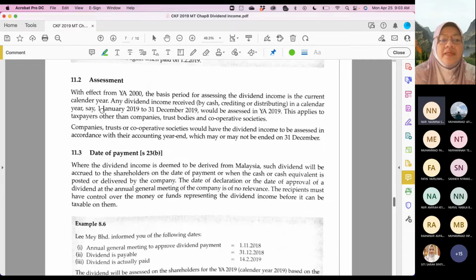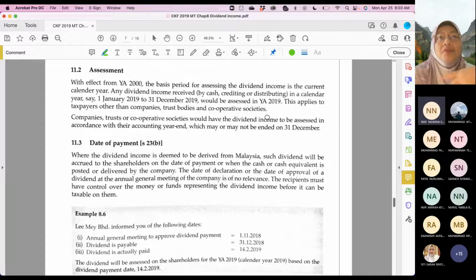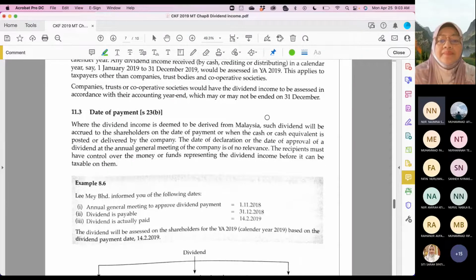Assessment effective from 2000. The basis here is actually looking at the YA. So we look at when the dividend is made, when it is paid out, and that refers to the respective year. So you have to know the basis period of the company. But if the one receiving the dividend is an individual, then the year you receive the dividend is the year that you are taxed accordingly. And an individual always has a 31st December year end.